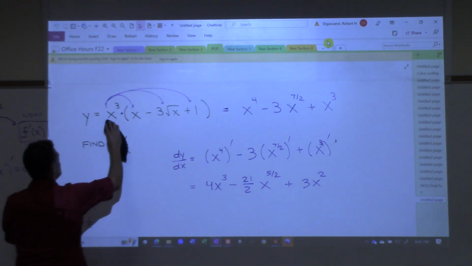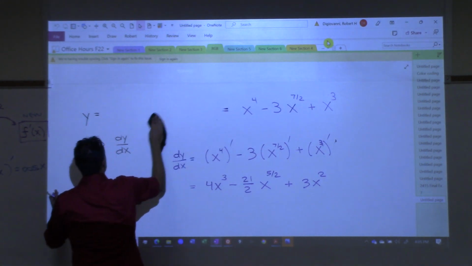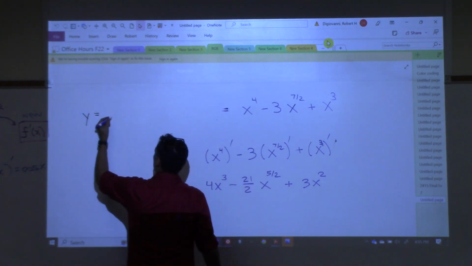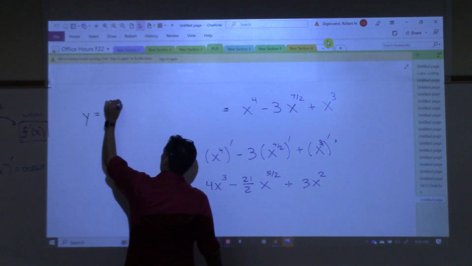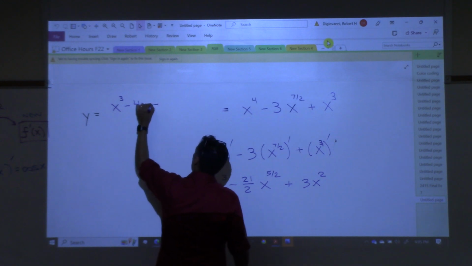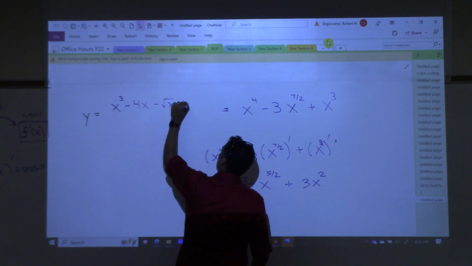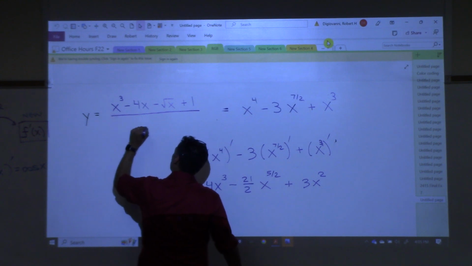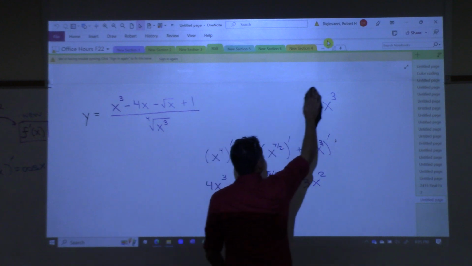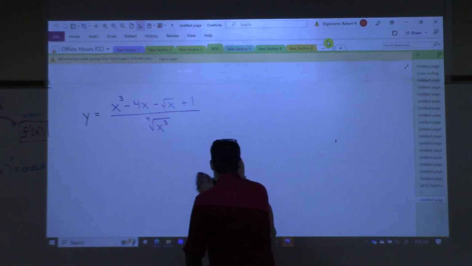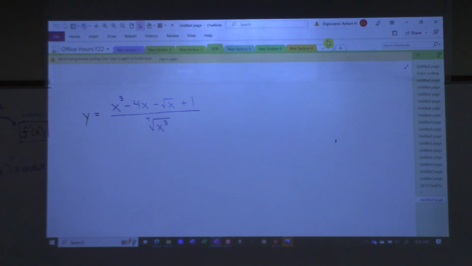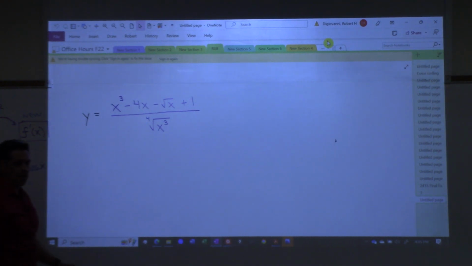This one gets some students. The next one seems to be trouble for a lot of students as well, at least on this first test. When I give them something like this, x to the third minus 4x minus root x plus 1 over the fourth root of x cubed. I like giving problems like that, or at least one problem like that, and I even tell my students I'm going to give you a problem like that, and then I have students that will struggle with it.